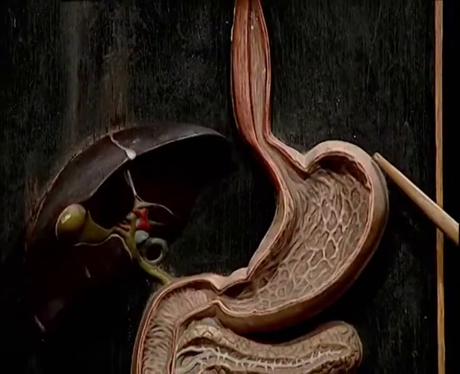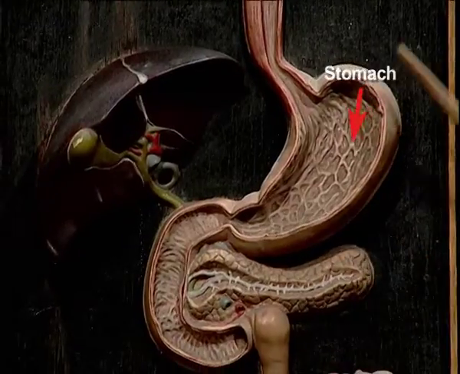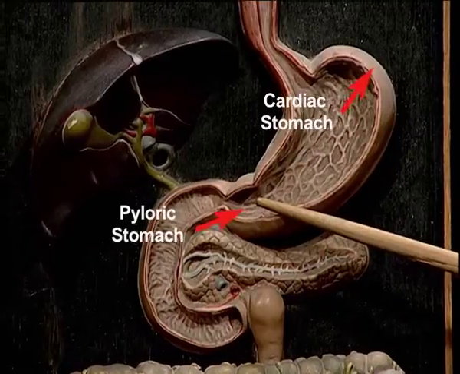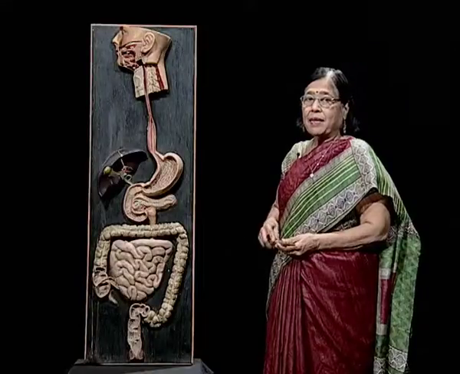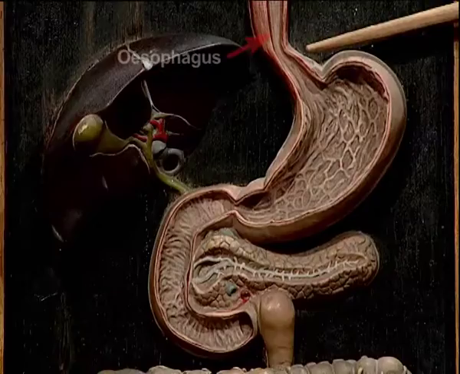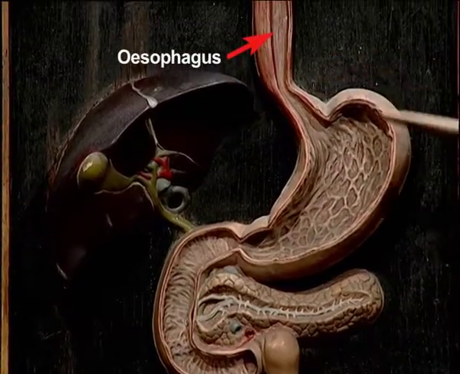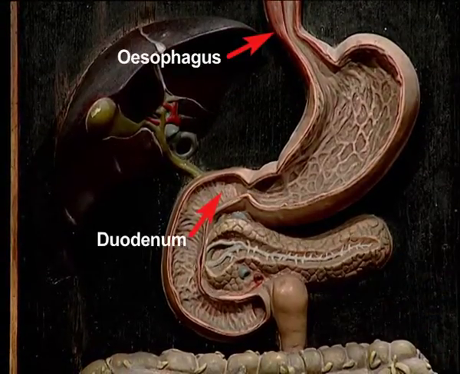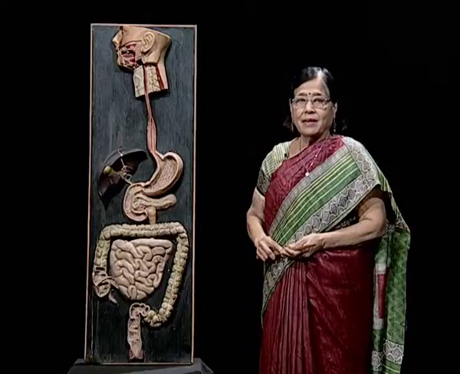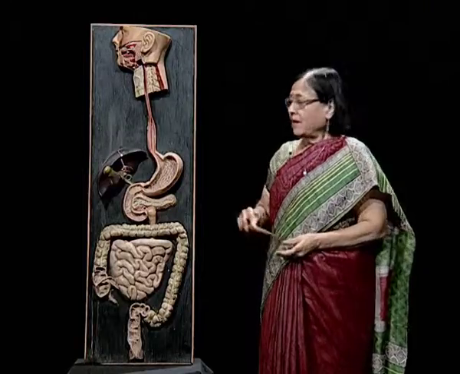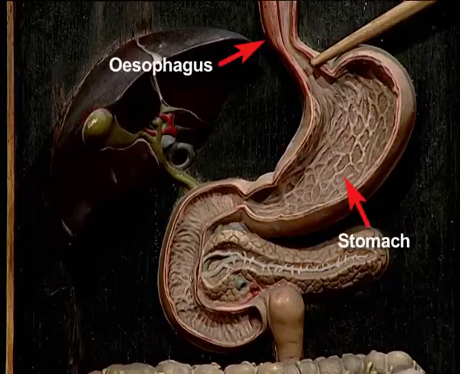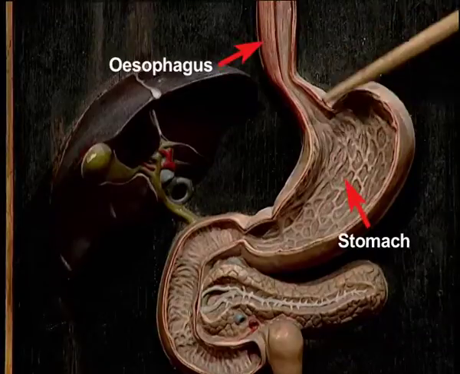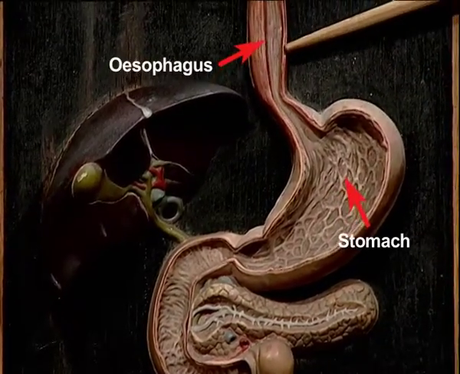Coming to stomach, this is stomach. This is cardiac part of the stomach and this is pyloric part of the stomach. That means stomach is connected to esophagus on one side and duodenum on the other side. Obviously, there are continuation gaps and there should be some kind of sphincter. What kind of sphincter? Which will allow food to move from here to here, but not from stomach to the esophagus.